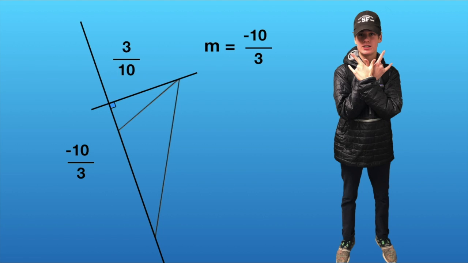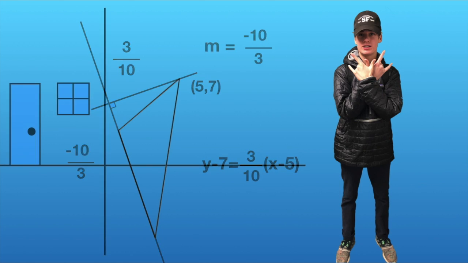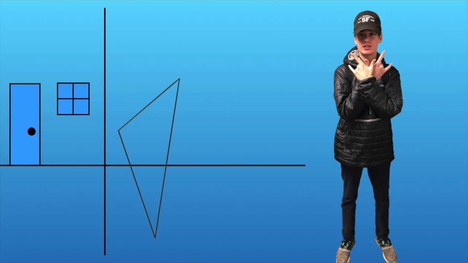Now that we know the slope of that altitude, we are now able to use the point (5, 7) in order to put the altitude into an equation, which is y minus 7 equals the slope, which is 3 over 10, times x minus 5. That is our equation for the altitude of this triangle from the point of highest elevation. So there's that pole that Graham inserts first.